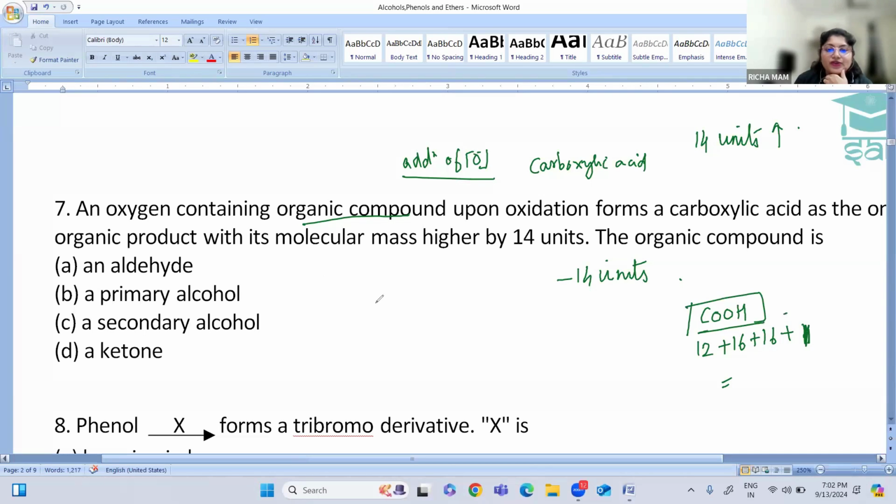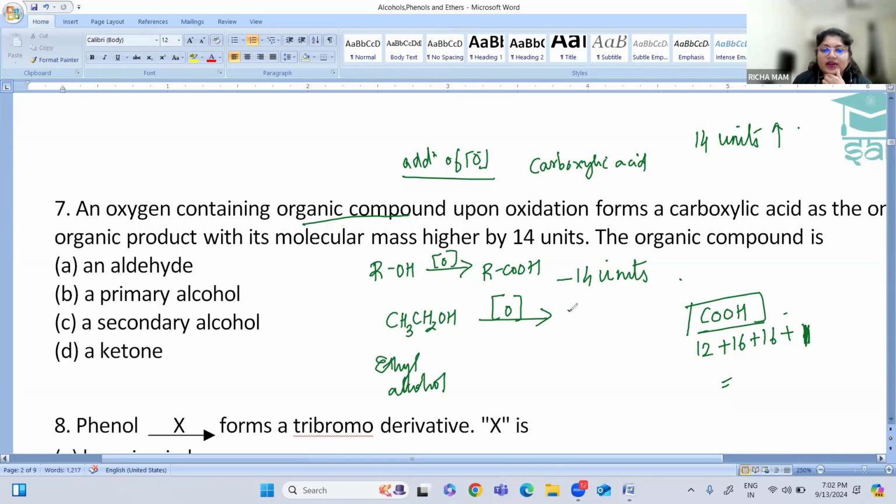Now if you take the simplest alcohol, that is ethyl alcohol, and do the oxidation, alcohols are converted into carboxylic acid. We will see with ethyl alcohol as the starting compound. When we do oxidation, what are we going to get? CH3COOH.